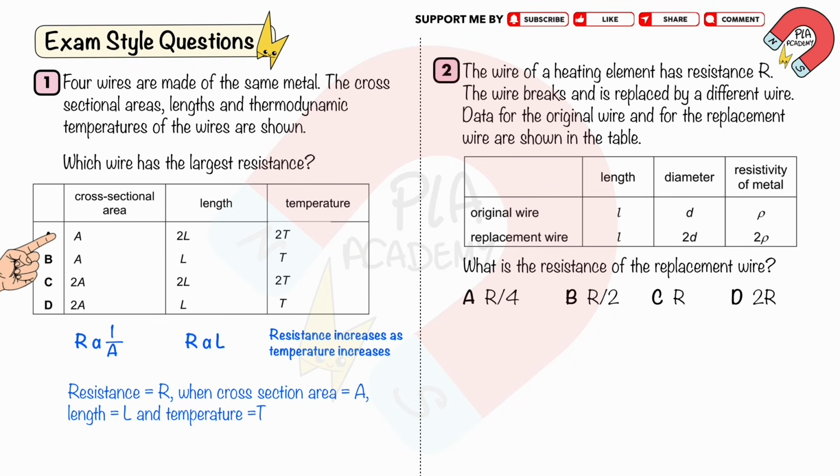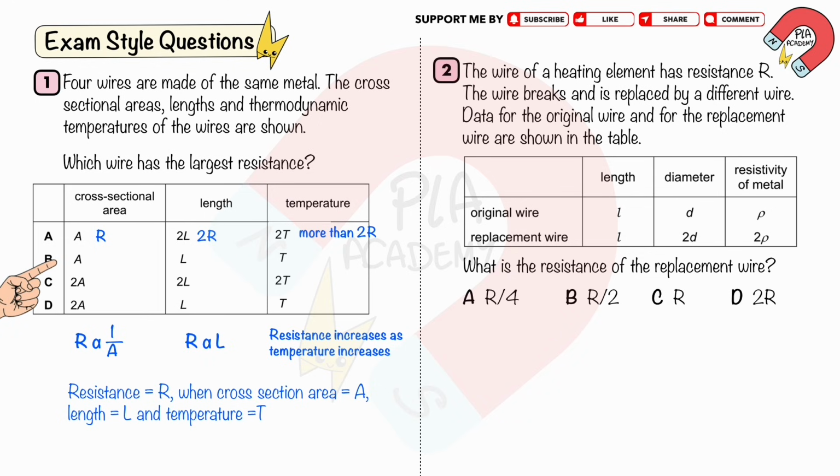Choice A. The cross-section area remains the same, so the resistance remains the same, becoming R. The length increases 2 times, so the resistance increases 2 times, becoming 2R. The temperature increases 2 times, so the resistance increases more than 2R.